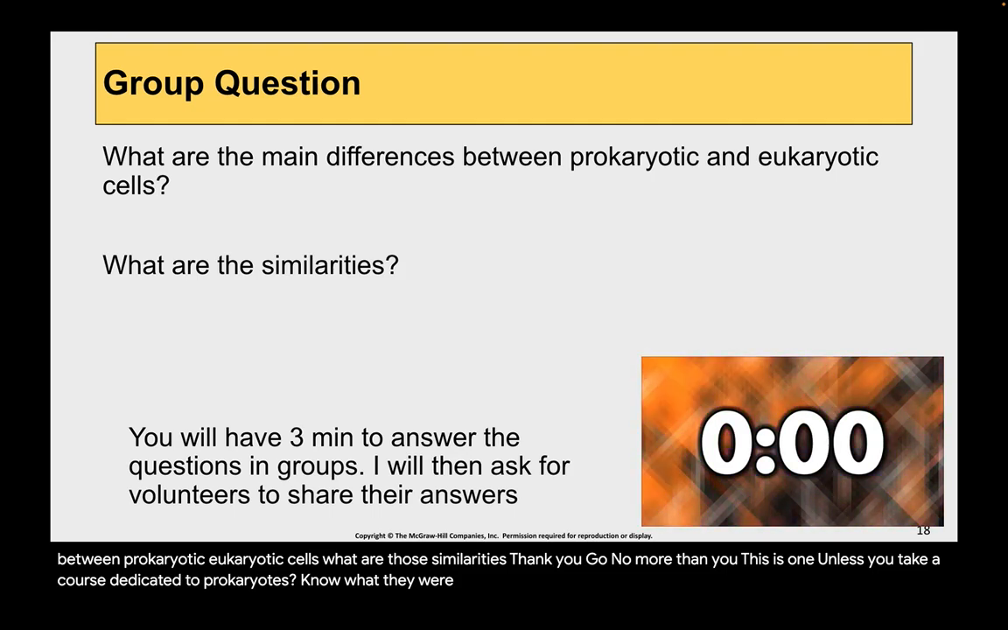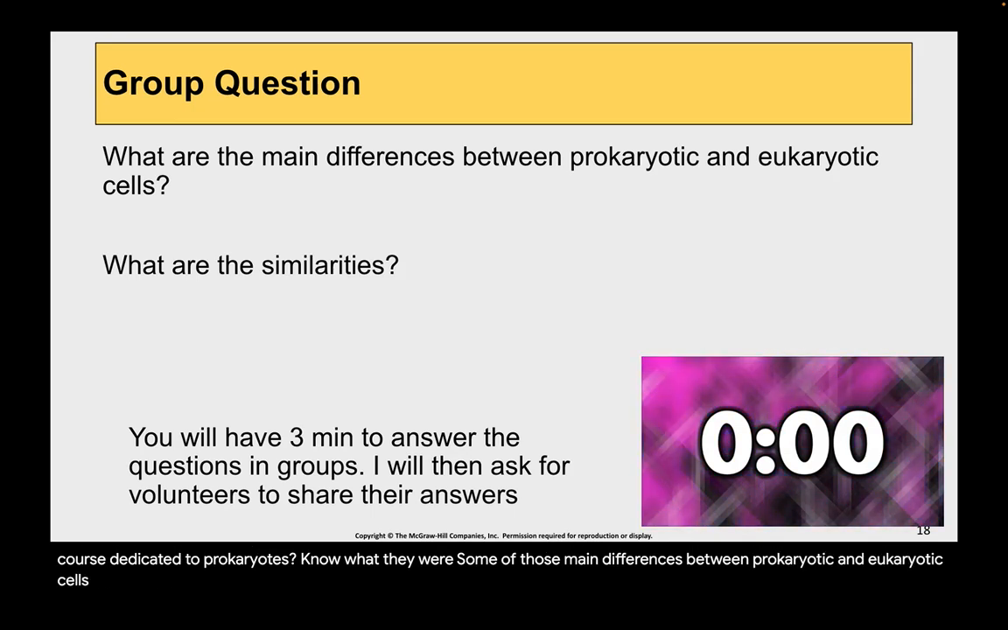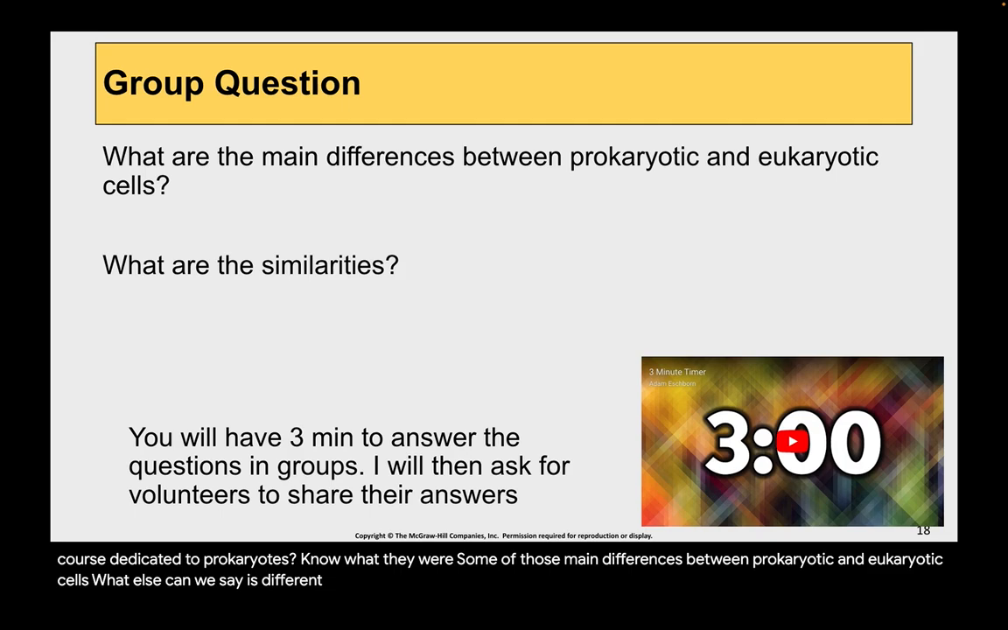All right, what are some of those main differences between prokaryotic and eukaryotic cells? One of them has a nucleus, one of them doesn't. Yes, that's a really main difference between the two. What else could we say is different? Yeah, one's very simple. Prokaryotic cells are simple cells. Eukaryotic cells are very complex. They contain more. Anything else for differences? Eukaryotic cells have a lot more organelles than prokaryotic cells. Yes, a lot more organelles. So even though prokaryotic cells might have organelles, eukaryotic have a ton more.